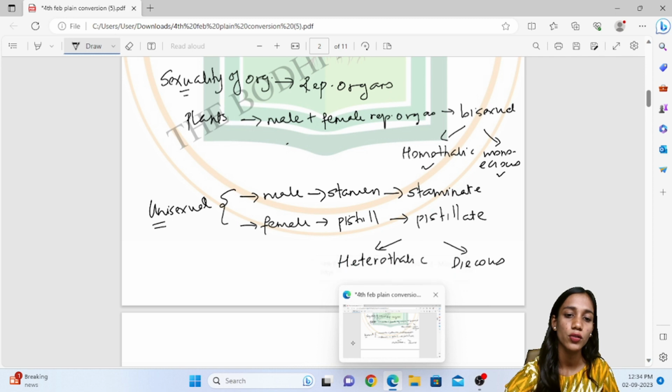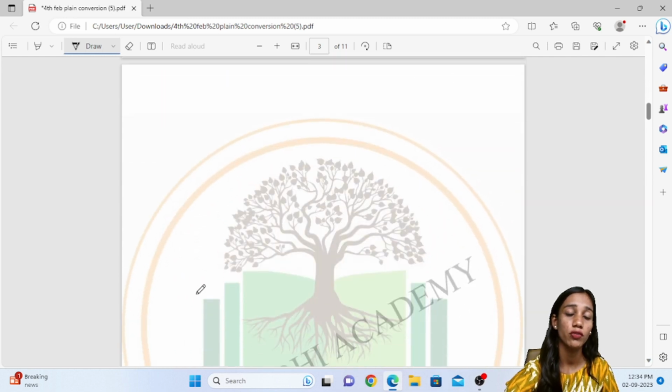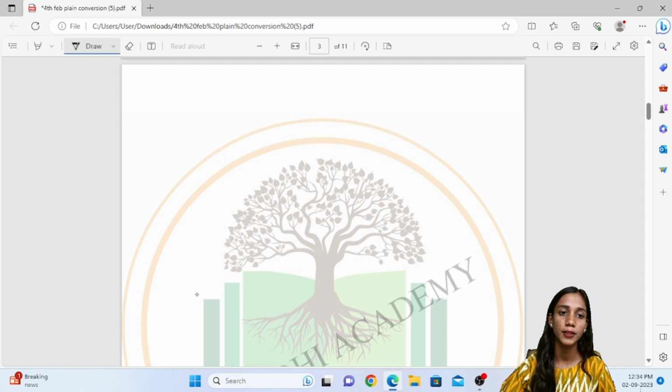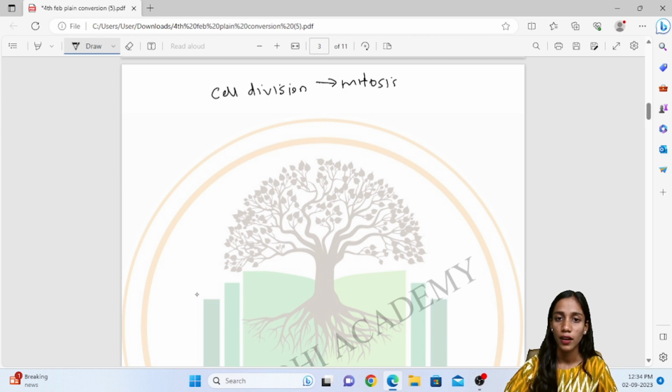Now, next concept which we need to learn in this topic is the cell division part. We have already studied in our previous classes that under cell division we have two things. One is mitosis and the second one is meiosis. Okay, in simple words, mitosis means equational division, and meiosis means reductional division.